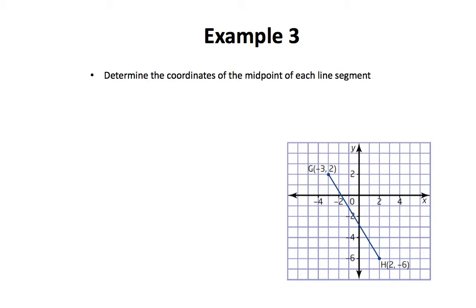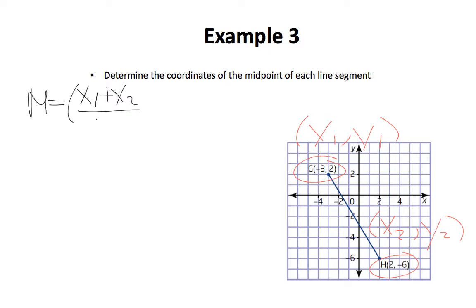In our last example, we want to determine the coordinates of the midpoint of each line segment. I'm going to arbitrarily call point G point 1. So that's going to be x1, y1, and I'm arbitrarily going to call point H point 2, which is x2, y2. We're going to begin this question by writing the equation for our midpoint, which is the sum of the x-coordinates divided by 2 and the sum of the y-coordinates divided by 2.